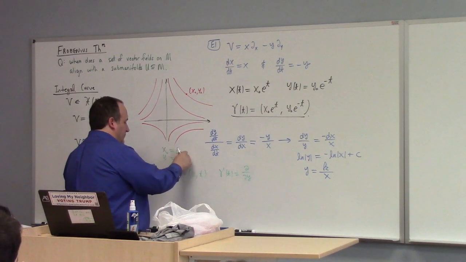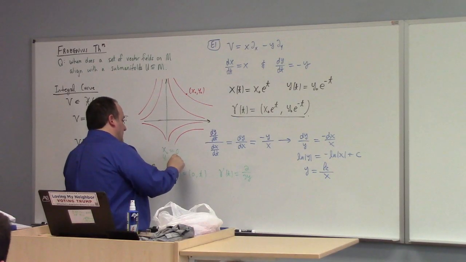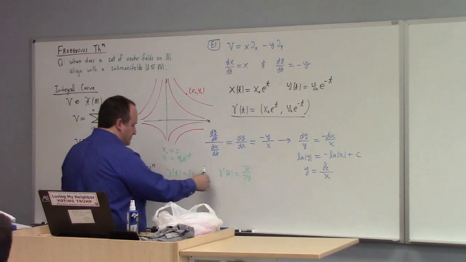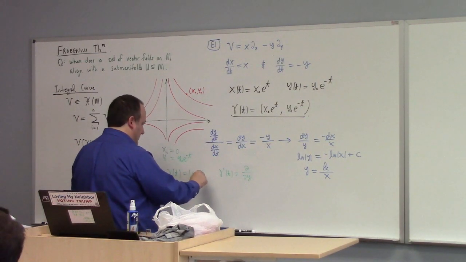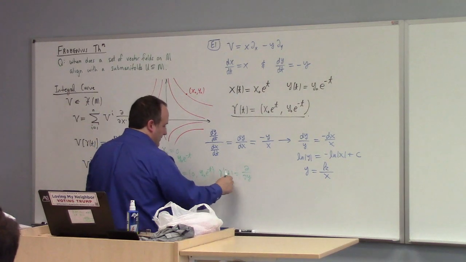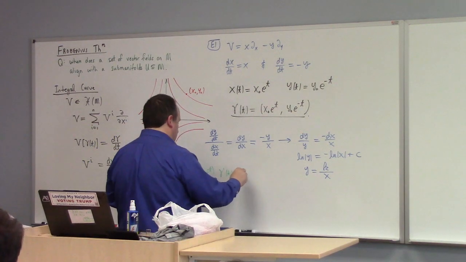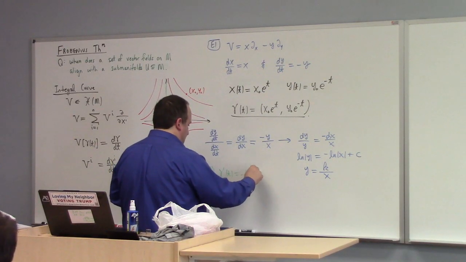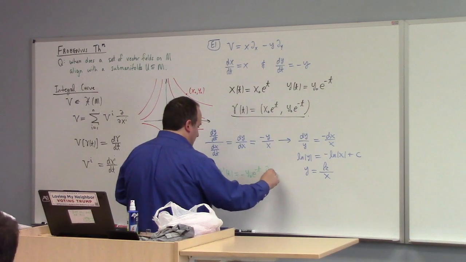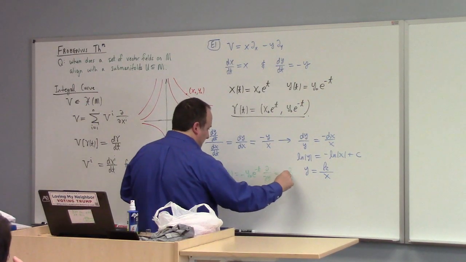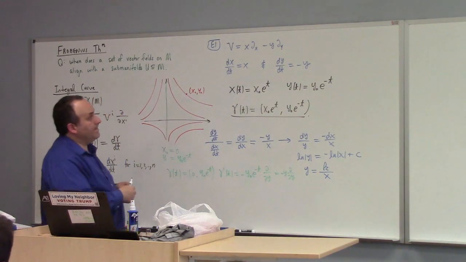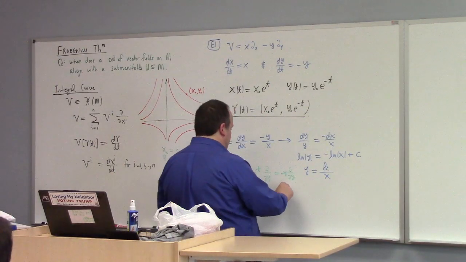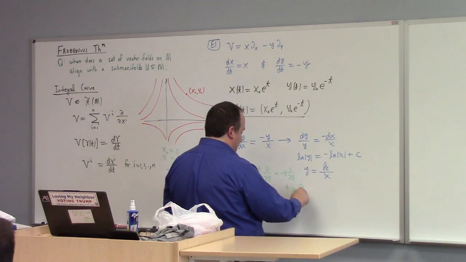Well, I can. Good gracious. y naught e to the minus t, I suppose, right? And then when I do that, this gives me minus y naught e to the minus t times partial y, which is minus y partial y, I think. Right? And then it's hard to see it, but notice that there's also plus x partial x here as well, right?